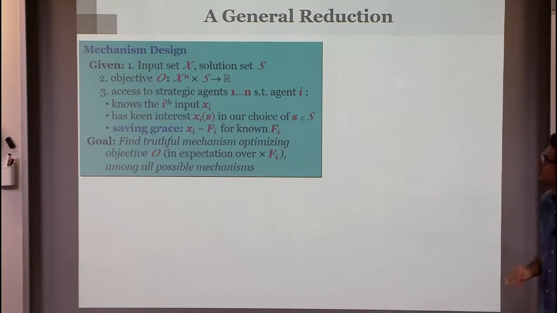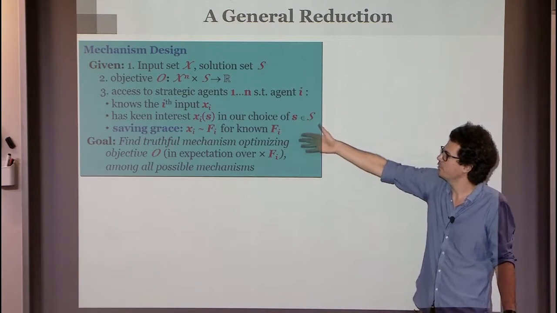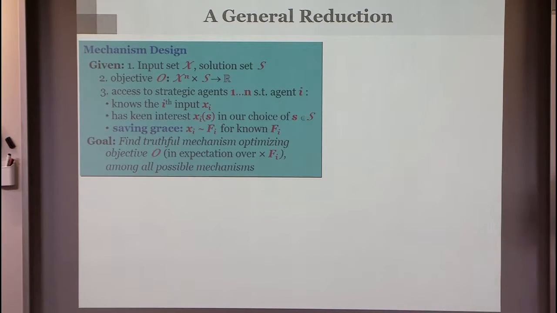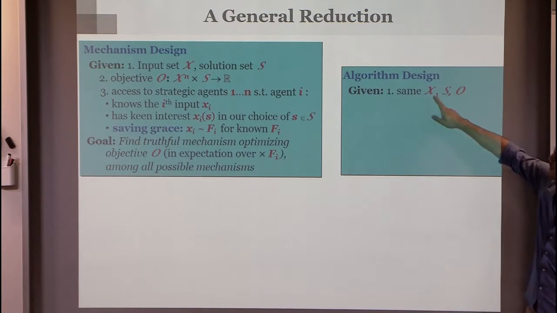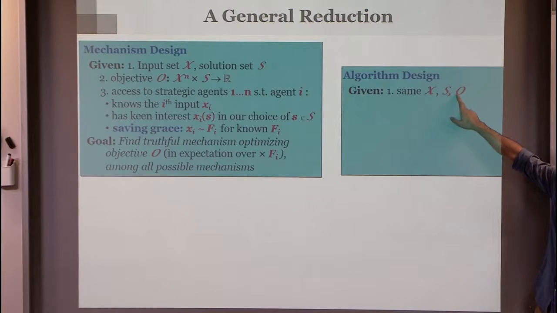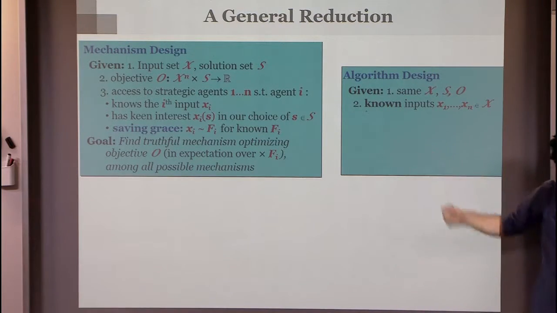But now, this is a general way to abstract a mechanism design problem. The corresponding algorithm design problem is basically the same. You have the same set X and an objective function, except now you know the inputs. You know exactly. Sorry, one more question.